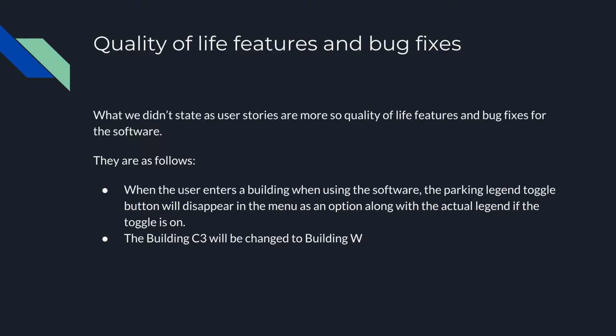As a user, you should be able to enter a building. When using the software, the parking legend toggle should just disappear. There's no need for parking until we actually walk out of the building again, or we turn the toggle on ourselves for whatever reason. Building C3 needs to be changed to building W because C3 no longer exists. It could be confusing for new students or guests trying to navigate the campus, I should say.